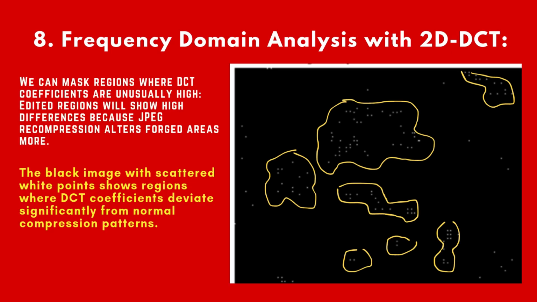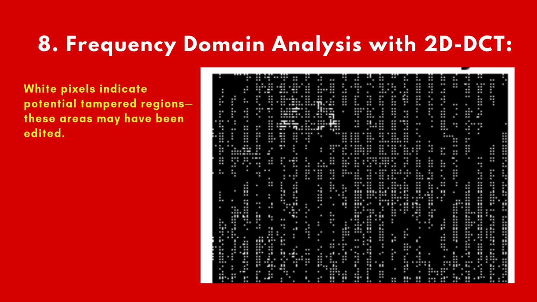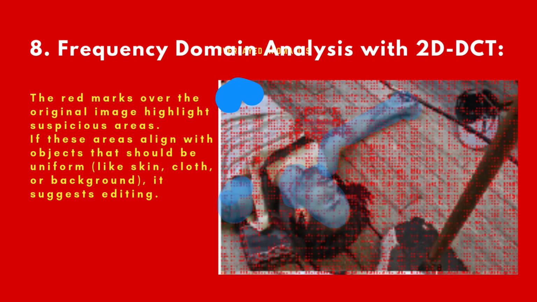The black image with scattered white points shows regions where DCT coefficients deviate significantly from normal compression patterns. In the enhanced anomaly map, the white pixels indicate potential tampered regions, which means these areas may have been edited. When it comes to overlaid anomalies, the red marks over the original image highlight suspicious areas. If these areas align with objects that should be uniform, like skin, cloth, or background, it suggests editing.